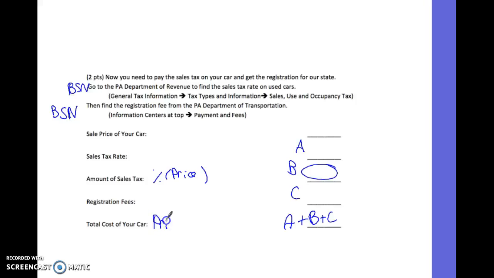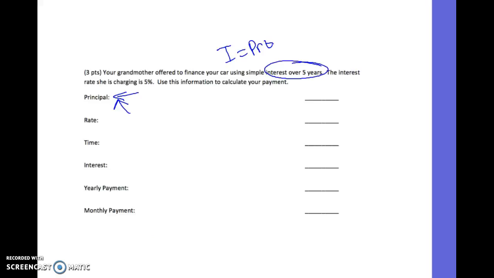This is your principal for your car, because it's your total cost. Then your rate is your 5%, your time is 5 years, and your interest is what you need to find using I equals PRT. So then you need to find out your yearly payment.